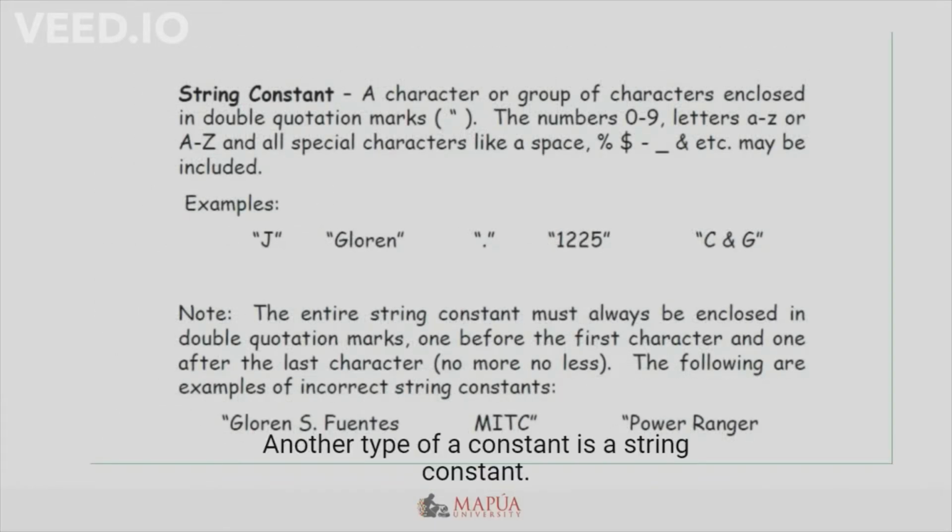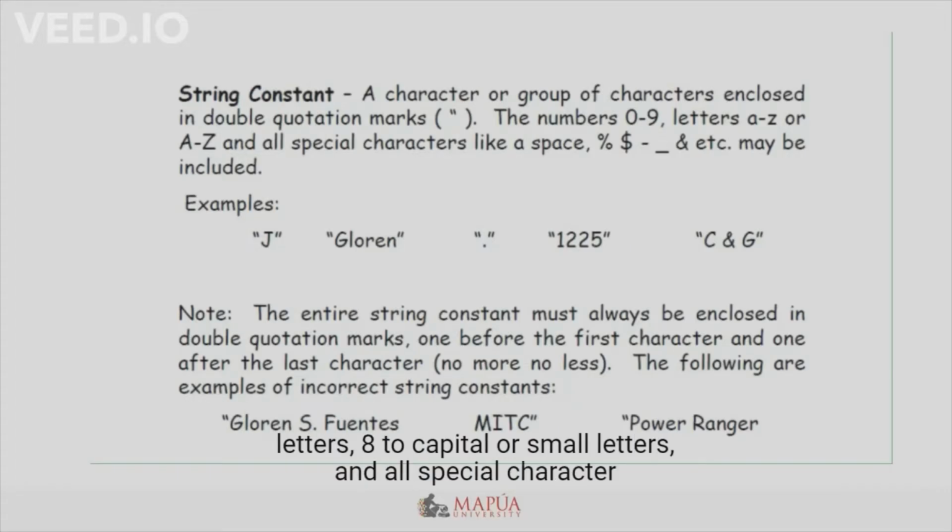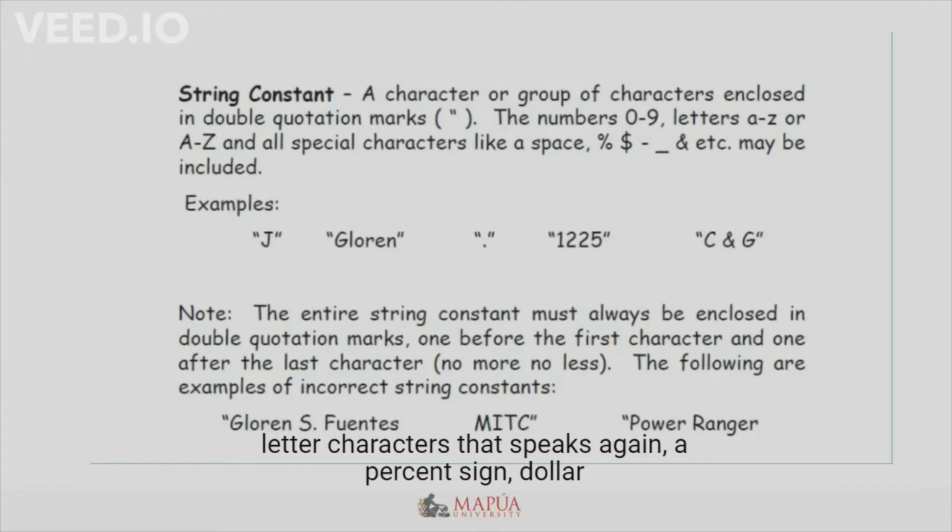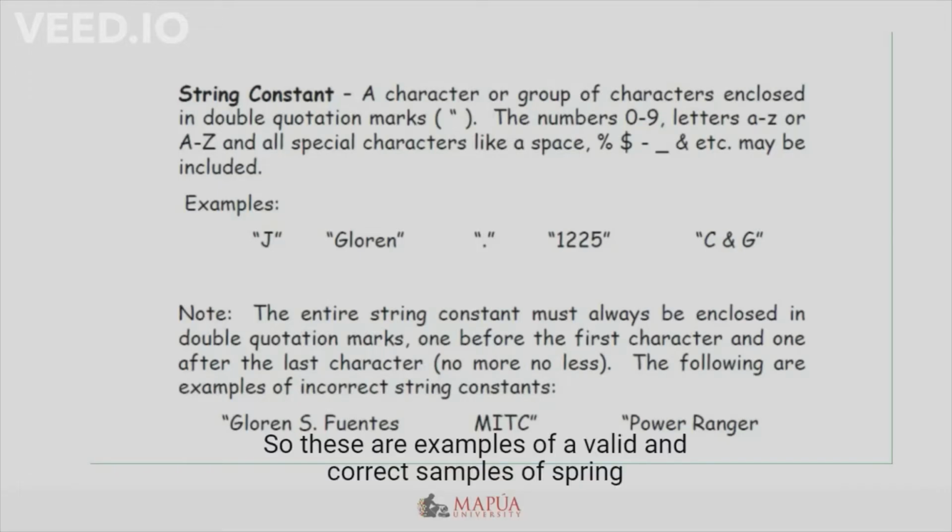Another type of constant is a string constant. This is a character or group of characters enclosed in double quotation marks. The numbers 0 to 9, letters A to Z, capital or small letters, and all special characters like a space, comma, percent sign, dollar sign, dash sign, underscore, etc. may be included.